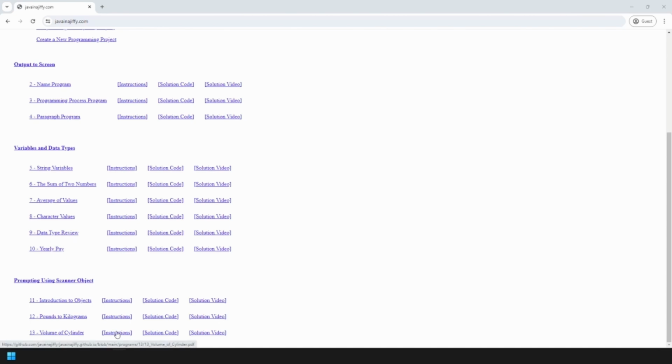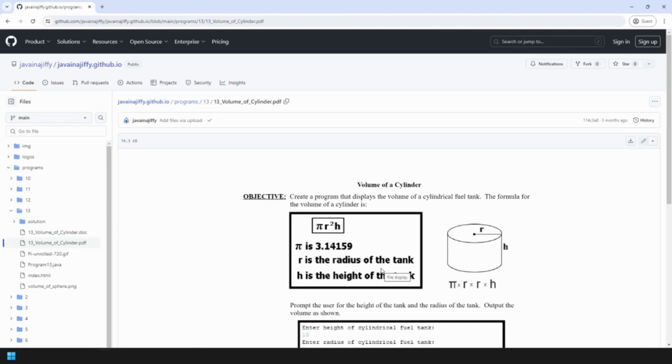Now for Program 13, the objective is to do something similar. Let's take a look at the instructions. So instead of finding the volume of a sphere, the title of the program is Volume of a Cylinder, and the objective is to create a program that displays the volume of a cylindrical fuel tank. The formula for the volume of a cylinder is pi times r squared times the height.